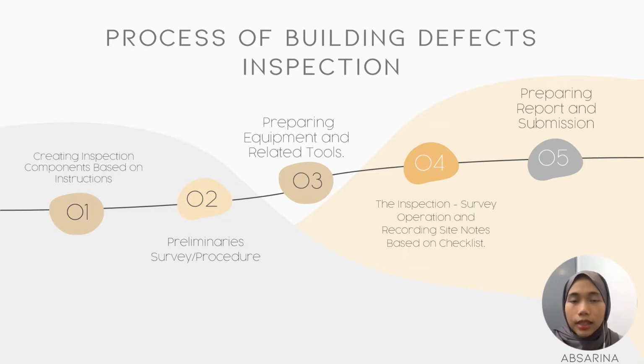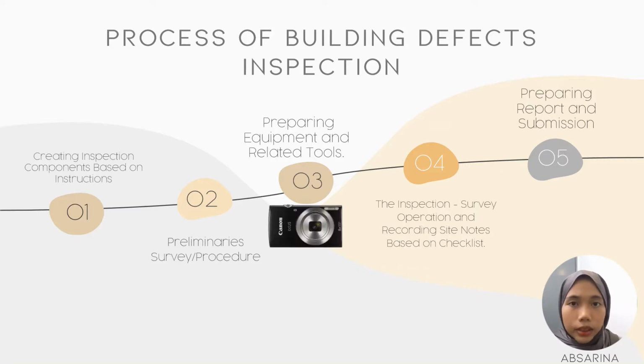Second step is the preliminary survey on the property. The preliminary survey is done to indicate the size of the building and also the level of building performance, either still good or poor condition, just to make sure the inspection component created is able to attain the objective of the inspection. Third step is preparing complete equipment and related tools to ensure safety and that the inspection work can be done by following the guideline.